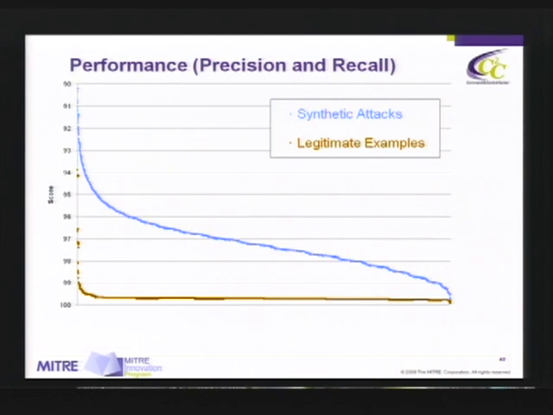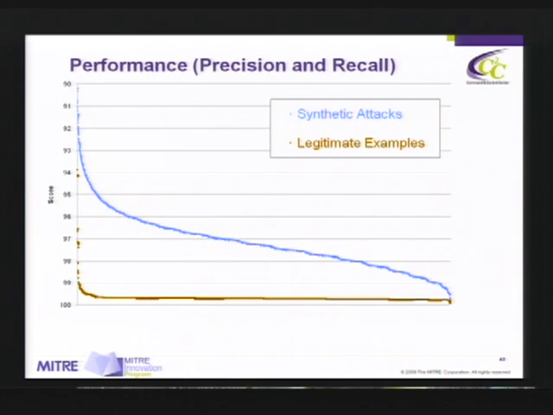The x-axis is simply sorted in increasing legitimacy score, just to give us a smooth curve. The x-axis has no meaning, which is why there's no label on the x-axis. And what this shows is that there's a pretty wide range between the synthetic workload and the legitimate query workload. So we're getting a pretty good discrepancy between the two.